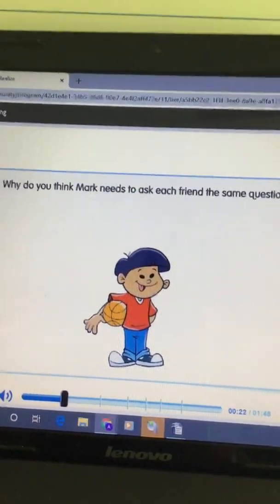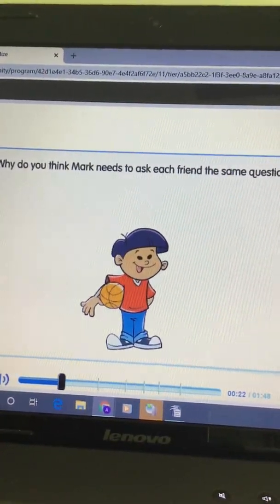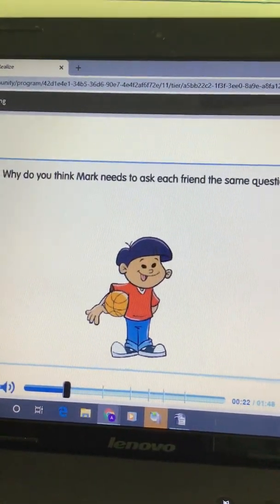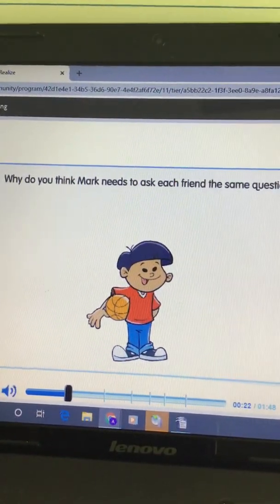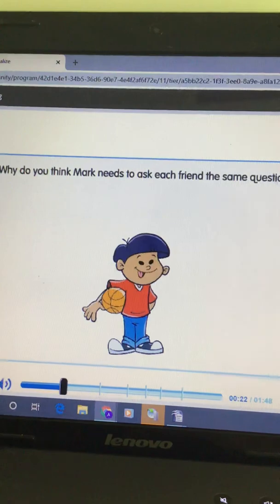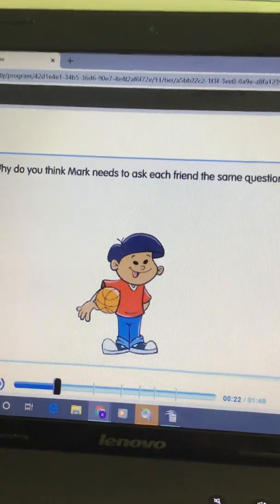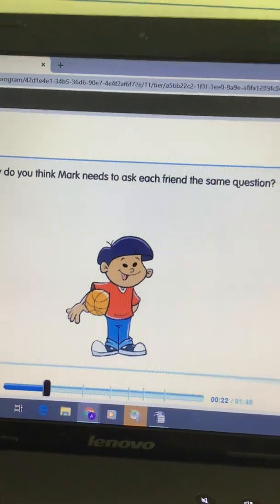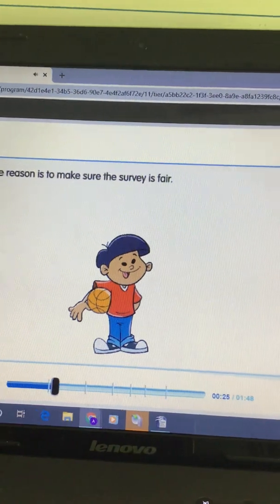If he's going to be making any kind of chart or graph, he wants to make sure that they are all answering the same question. If he had a whole lot of different things, say 20 different things that he was asking them, and each person picked something different, there would only be one thing on the graph. So if he's comparing those things, he needs to make sure they are the same for each person he asks. One reason is to make sure the survey is fair.